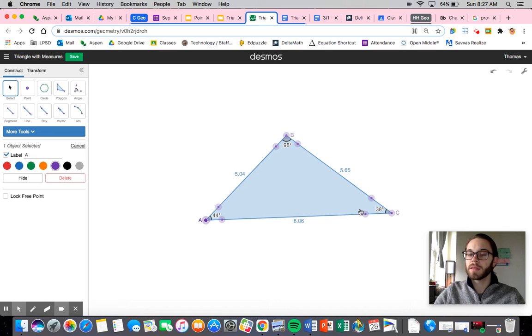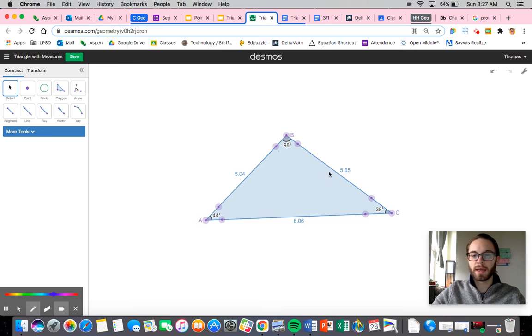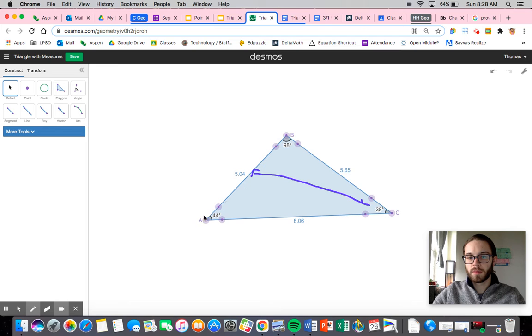And it is opposite, and by opposite, I mean if I were to draw in a line, it is opposite AB, which is the shortest side. It is opposite the shortest side. Similarly, angle B here, which is the largest angle at 98, is opposite the longest side, AC. And A is in the middle, and its side length is in the middle.